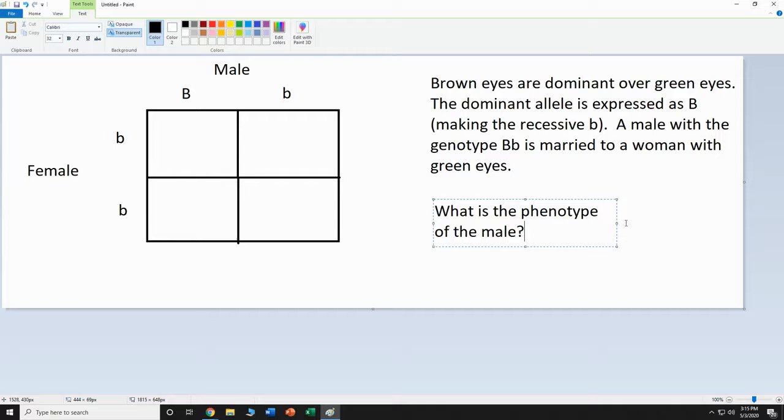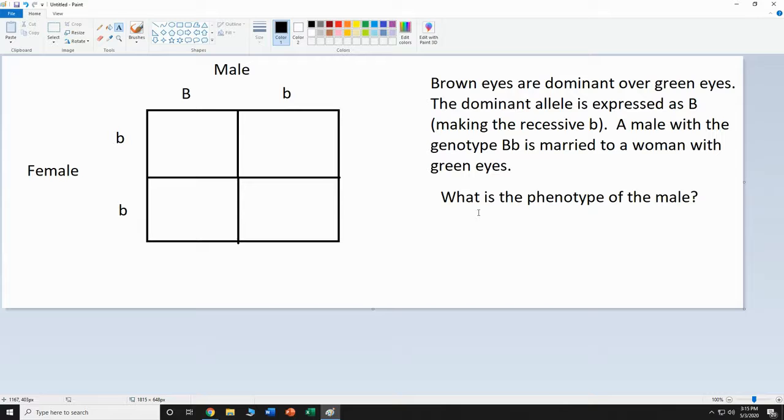Okay. First question that I asked you is, hey, what's the phenotype of the male? Well, let's see. The male has the genotype big B, little b. So that's the genotype. That's the letters. The phenotype is how you look. So what type of eye color is he going to have? Is it going to be brown eyes or is it going to be green eyes? If you're thinking that it's brown eyes, you're correct, because he has at least one large capital B. So the right answer for this is brown eyes.